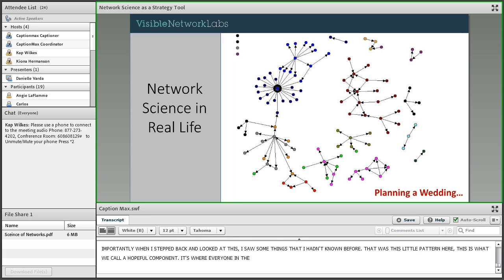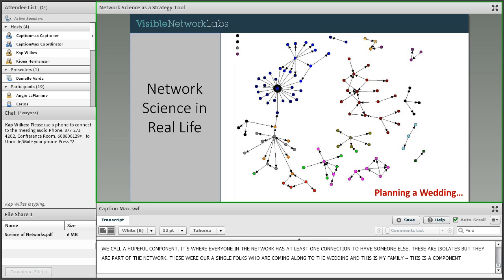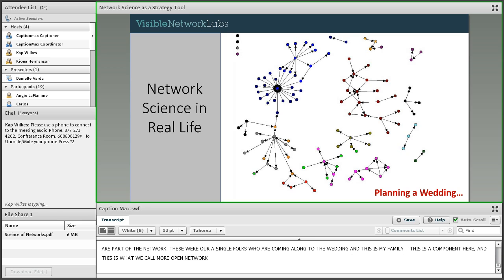But almost more importantly, when I really stepped back and looked at this, I saw something that I hadn't known before. And that was this little pattern here, which hopefully you can see my mouse. This is what we call a whole component. It's where everyone in the network has at least one connection to someone else. These are our isolates, but they're part of the network. These were our single folks who were coming alone to the wedding.